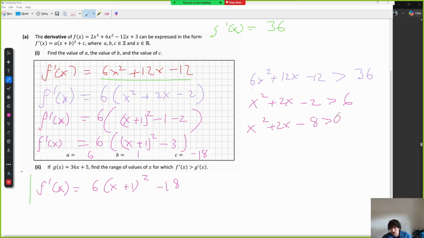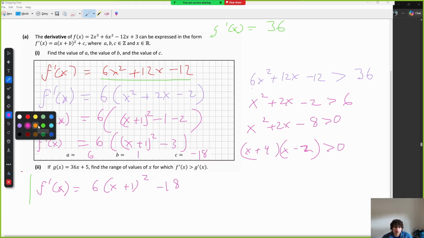Minus 8. What you do then is you factorize this. So this is x, this is x. This is probably going to be a plus 4 and a minus 2. Now, this is really important. Your answers are not, you can write them in a corner up here of the page. So you can say x is minus 4 from that and x is 2, but they are not your answers.